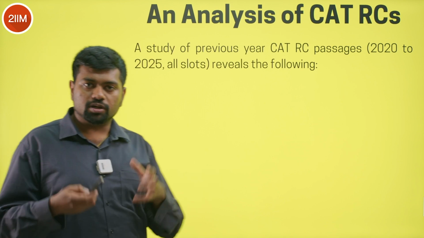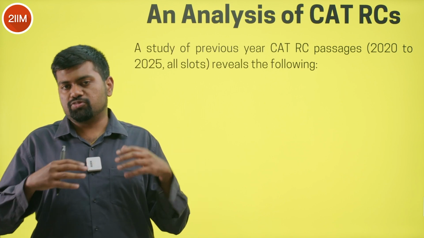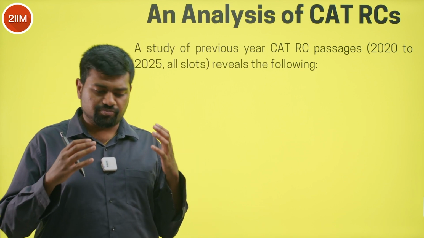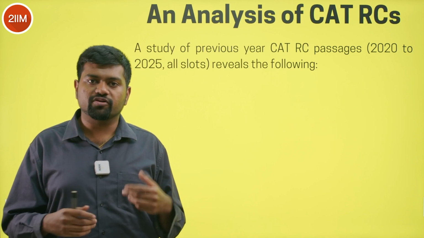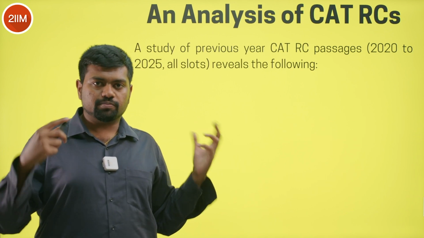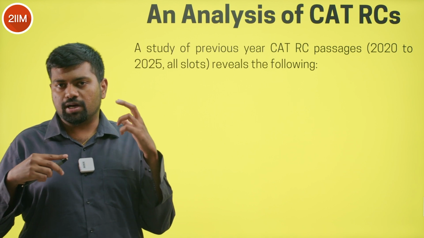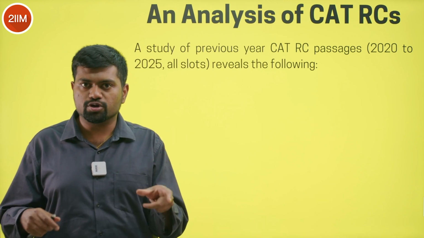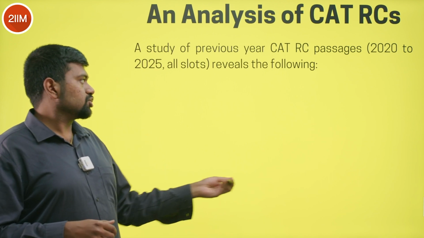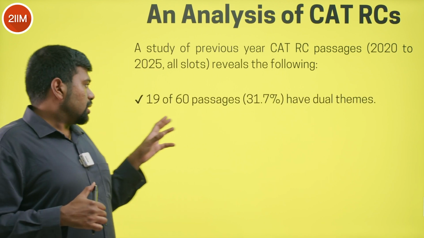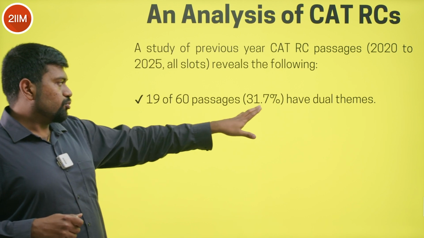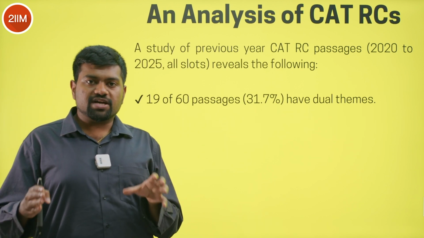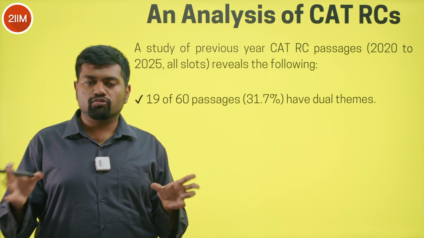So the lines are blurred, and we tried to do the best that we could with the kind of understanding that we have. We've tried to classify the passages. We could not apply a single label to almost a third of them. We simply could not do it. So around 33%, that is 31.7%, almost 20 passages have clear dual themes.